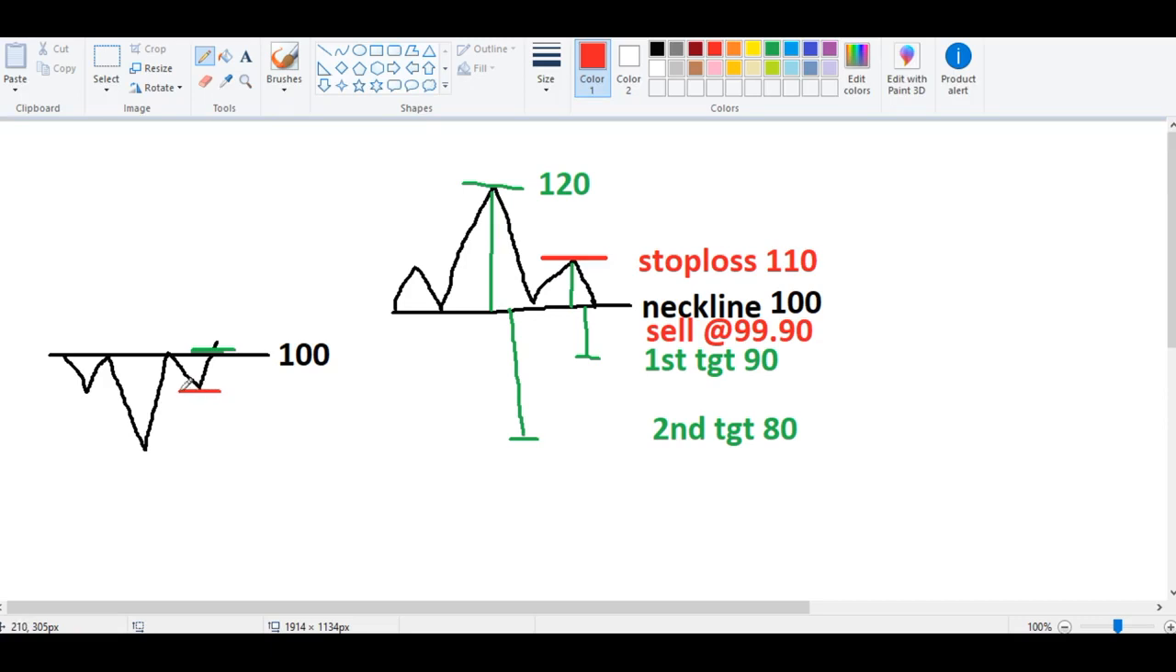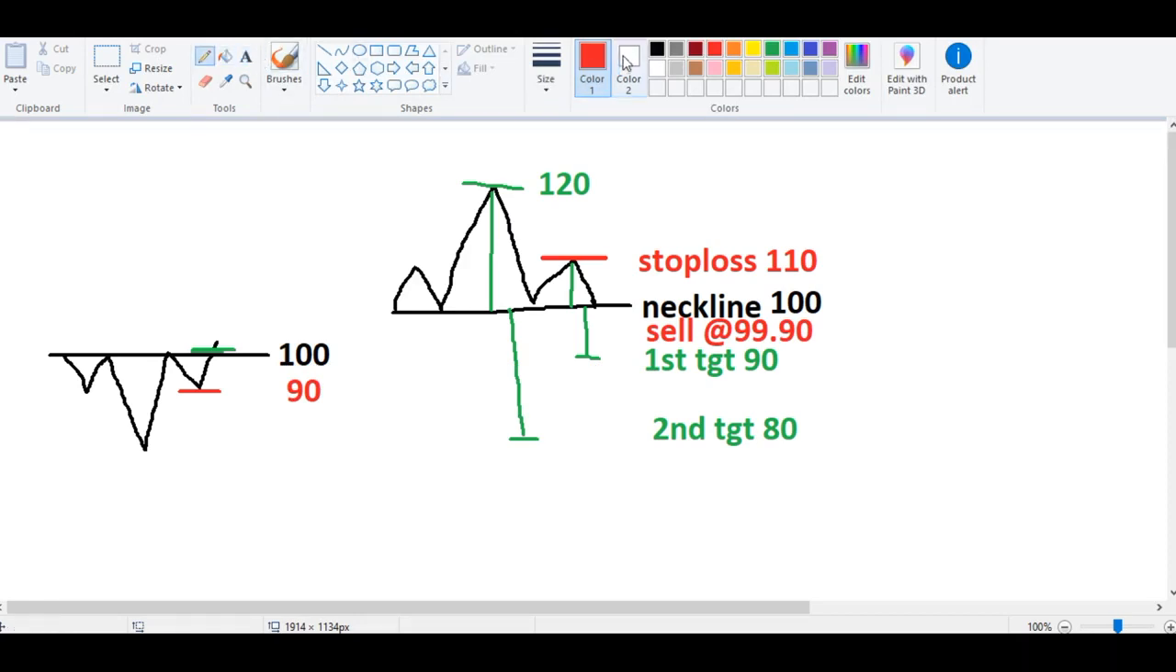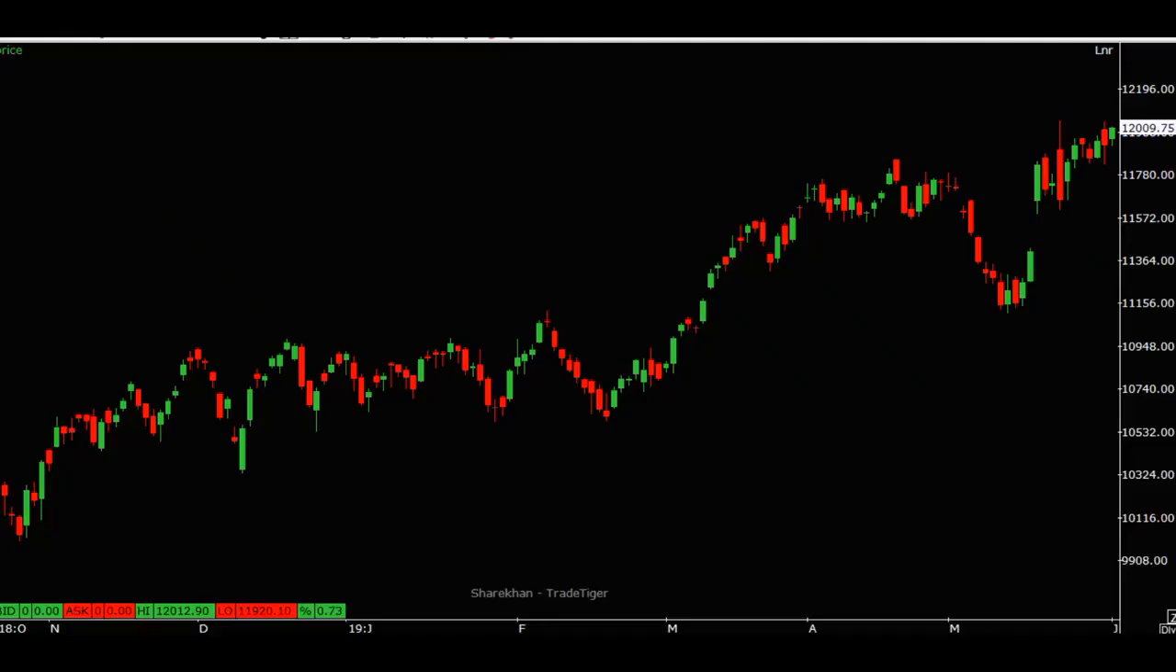This second shoulder low is my stop loss. So let's say my stop loss is 90 rupees, the amount I'm willing to lose on this trade. So now my first target will be the distance from the stop loss to the neckline, which is 10 rupees, and final target will be distance from the head to the neckline, right? So first target will be 110 rupees and final target can be 120 rupees. Now let's go see some examples on charts.